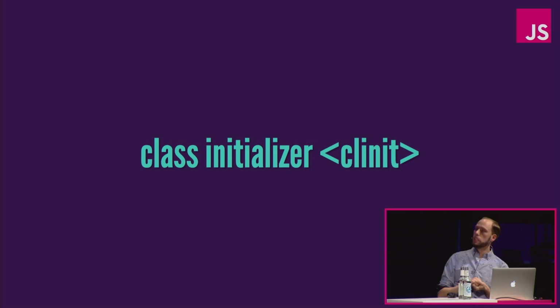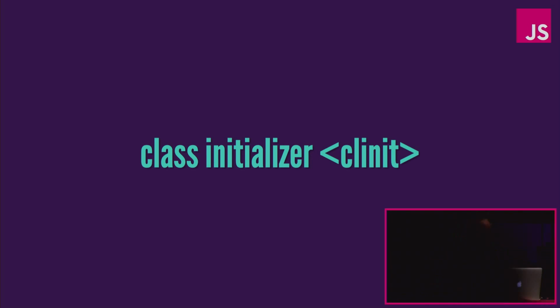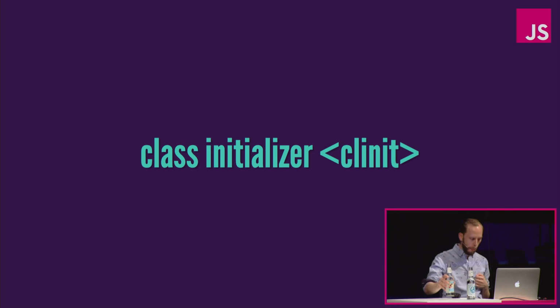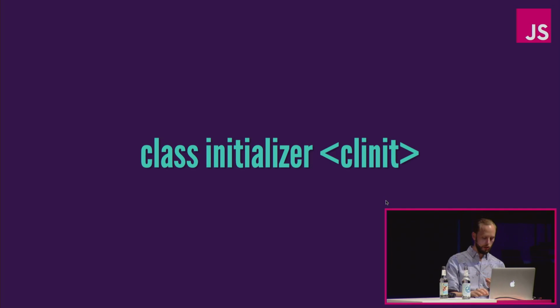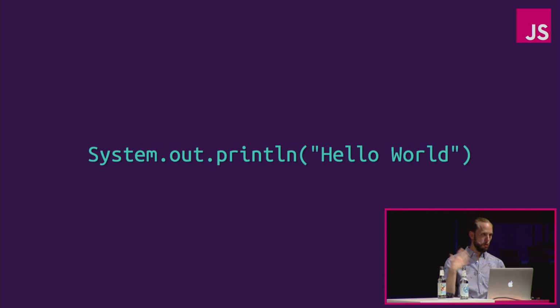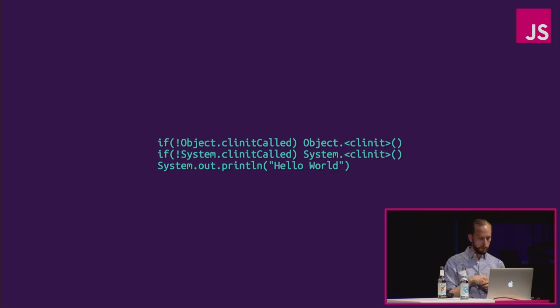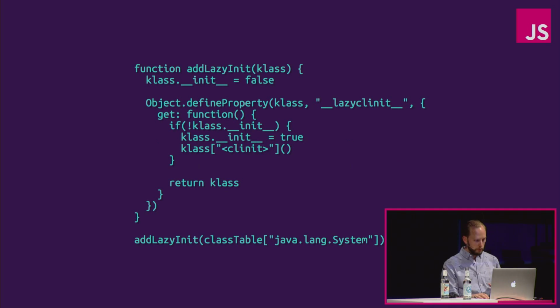One thing is, for instance, the class initializer. The class initializer is always executed when a class is first being loaded in Java. So this is where all static variables are being initialized and all that kind of stuff. So when you write this kind of code in Java, what actually happens is that the base class of System, which is Object, will get its initializer called, and then the System class will get its initializer called, but only if it hasn't been called before.